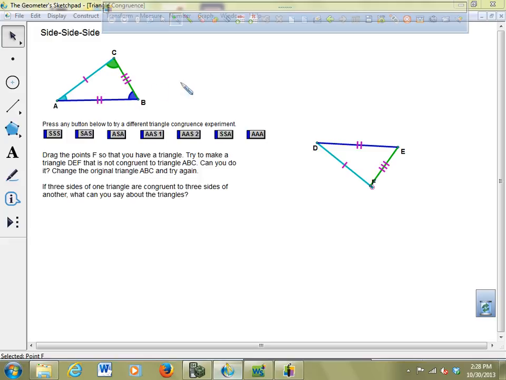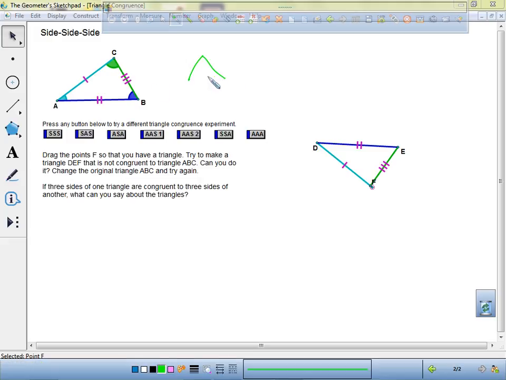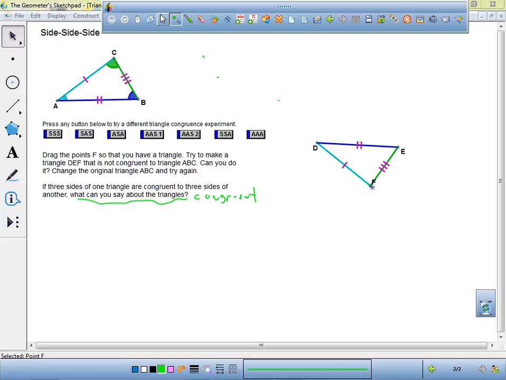What I usually tell kids to do is I say, if this is congruent to that, something like this, just leave it like it is, okay? All right, so if three sides of one triangle are congruent to three sides of another, what can you say about the triangles? They are congruent. Okay, so that's the first one. Side, side, side. Hey, I wrote that without looking.